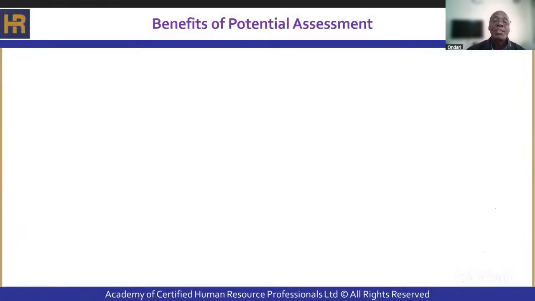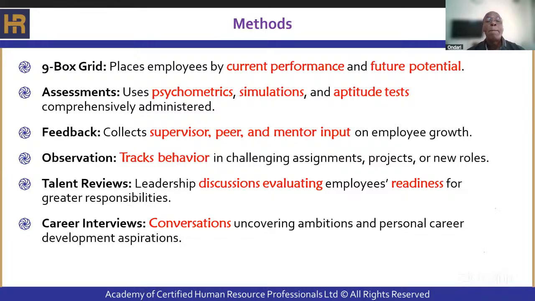What are the methods that we can use to identify potential? I'm sure many of us have come across the 9-box grid, where we map the current performance against future potential. And each of these has measurements, either high, moderate, or low, for both of them. Performance is high, moderate, or low. Future potential is high, average, or low.